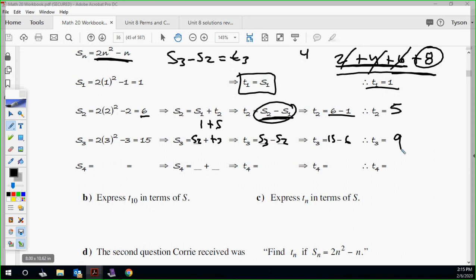And so now they want us to fill this whole thing out. So 2 times 4 squared minus 4. Erase that ugly 4 there. So 4 squared is 16, times 2 is 32, minus 4 is 28. S4 is the same thing as S3 plus term 4. So term 4 is the same thing as S4 minus S3. So that's going to be 28 minus 15, which is 13, which falls in line with our pattern of 4 again.